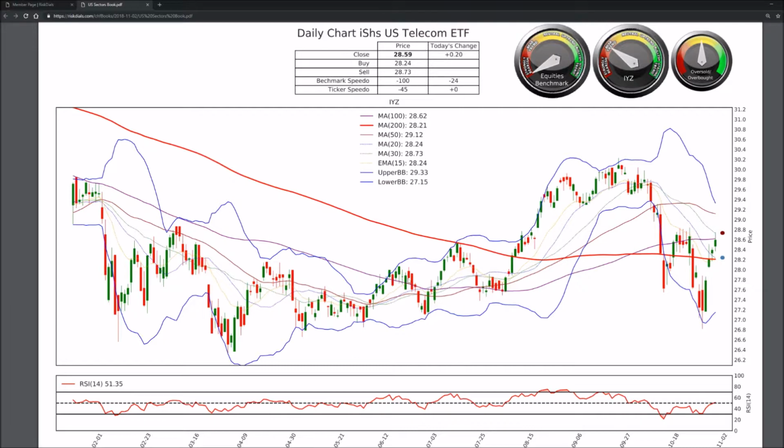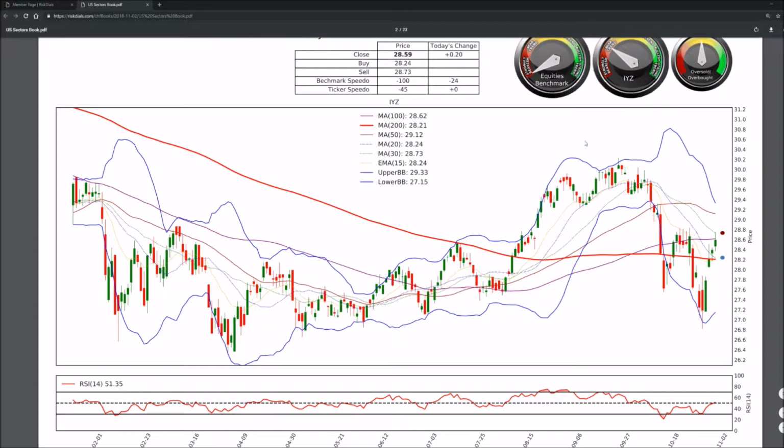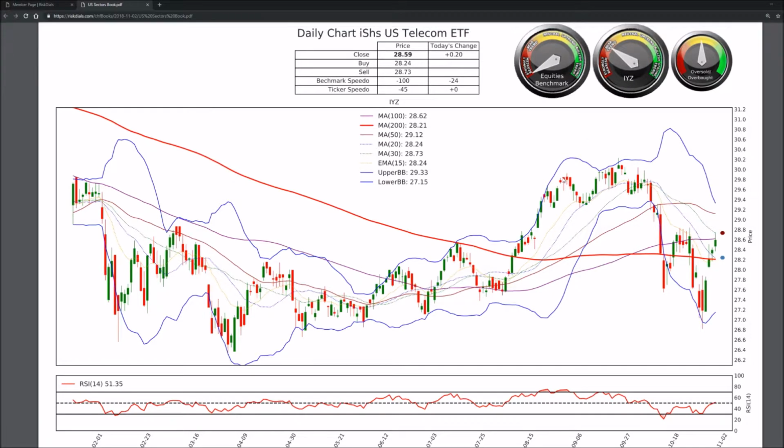in the box underneath the name, you will see the price it last closed at, the change on the day, the buy and sell levels, the benchmark speedometer score, and the individual ticker score, which are explained later in this video. Let us now concentrate on the unique features of the chart book, which are the speedometers in the right-hand corner of the page. You have a speedometer for the benchmark, you have a speedometer for the individual symbol, and also you have an oversold or overbought speedometer.